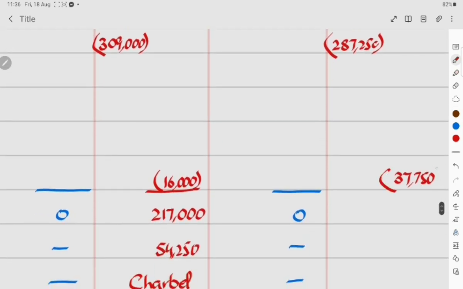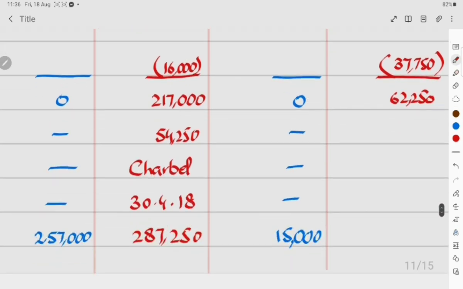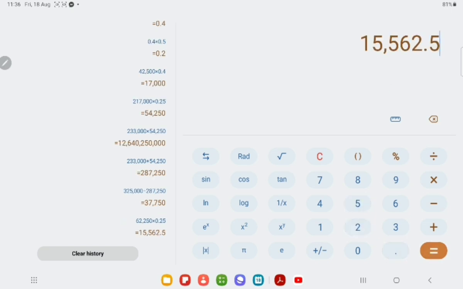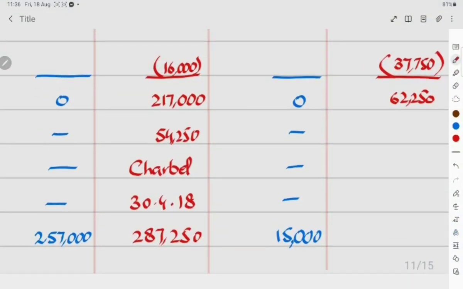So this nil rate band of 37,750 reduces the chargeable amount to 62,250 as your taxable amount. And as the donor has agreed to pay the tax, the tax rate will be 25%. So what is 25% of 62,250? It is 15,562. 15,563, you can round it off. Who has to pay? Chargeable.